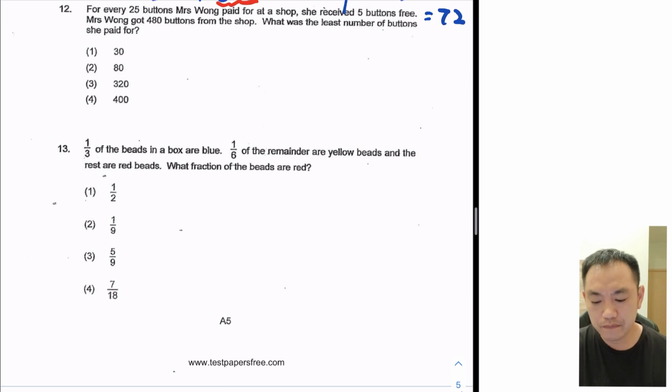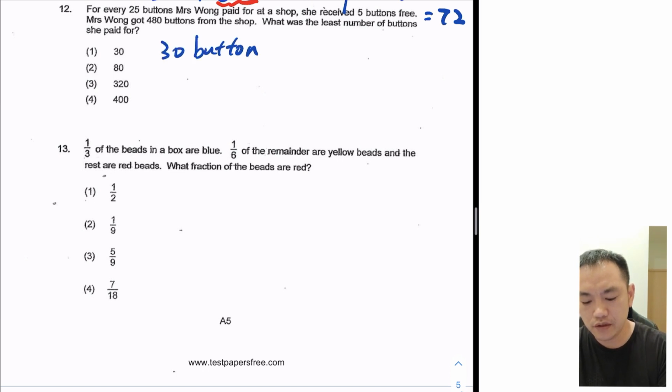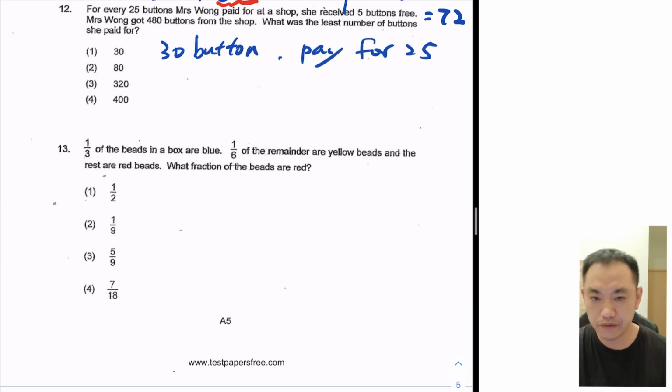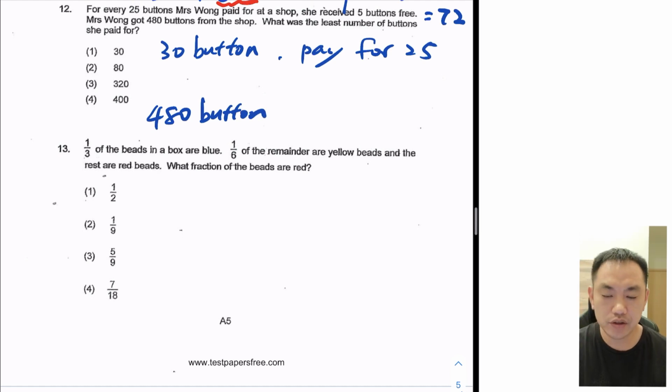For every 25 buttons Mrs. Wang paid for at the shop, she received 5 buttons for free. So that means for every 30 buttons, she pays for 25. She paid for 25, she gets 5 for free, which means she gets 30. Now Mrs. Wang got 480 buttons. Then how much did she pay for?